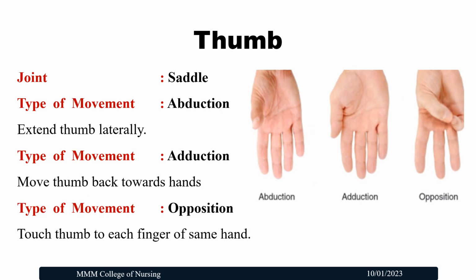Abduction, extend thumb laterally. Adduction, move thumb back towards hand. Opposition, it is the unique movement present in the thumb, that is touch thumb to each of the fingers of the same hand.